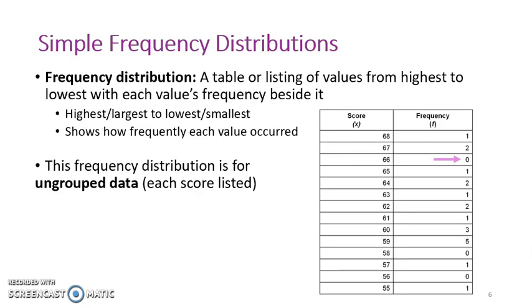So in this table, for example, you can see the purple arrow is pointing to a 0. This is indicating that I have included potential values within the range of data, including their frequency of 0, so that we know that all of those values were measured.